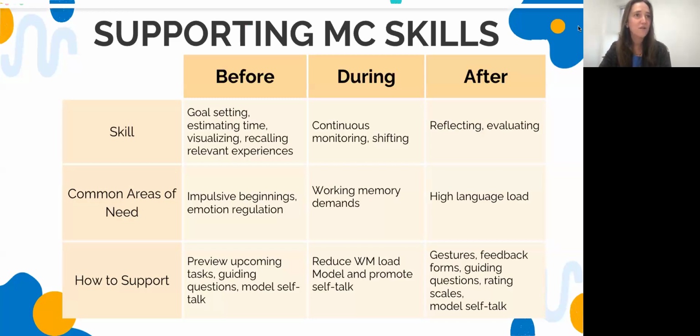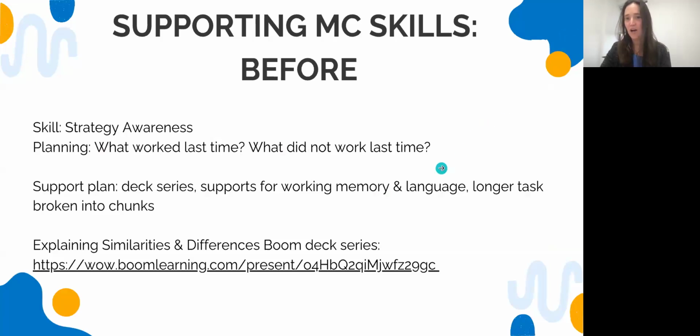Okay, so I'm going to move on to look at some decks. I had mentioned that we're breaking down how we can support metacognitive skills before, during, and after any kind of task, whether that's a Boom deck or a classroom task. This initial skill is awareness of what strategies might work. Some self-talk questions could be like, I wonder what we can do this time, what worked well last time, what did not work well last time.